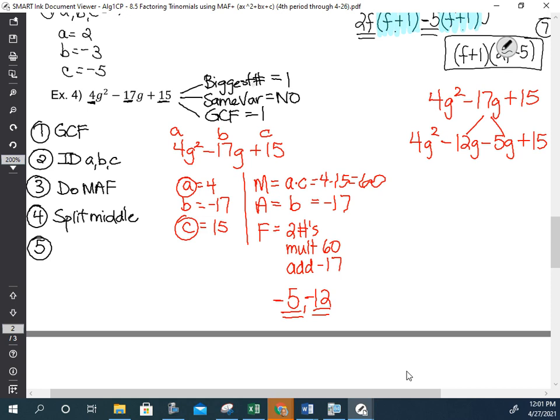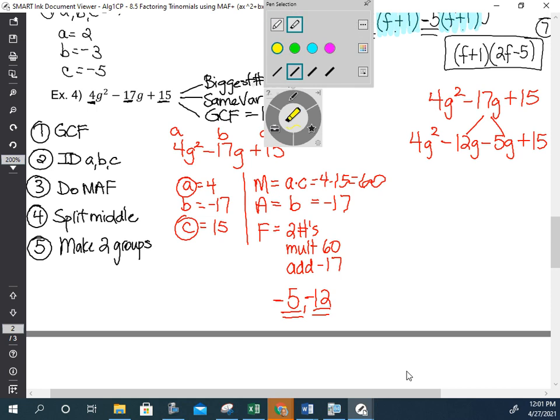Step 5, make two groups. Don't make that harder than what it is. Make the first two a group, and make the second two a group.